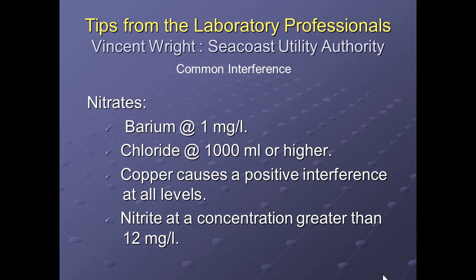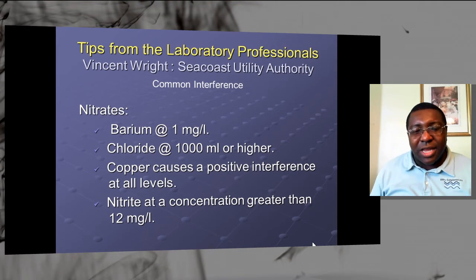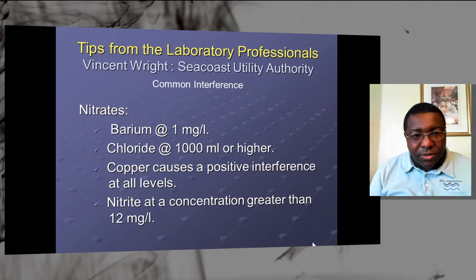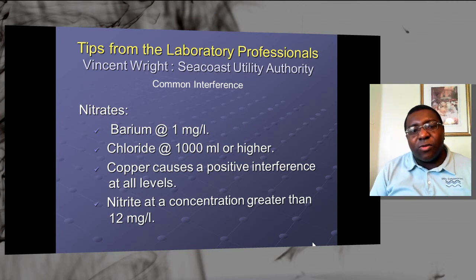Nitrite at a concentration greater than 12 milligrams per liter is going to affect your nitrate sample. And that's easy to understand because your nitrite is very unstable. It's going to want to either denitrify and give up its nitrogen, and the oxygen is now going to look for a bond, and it's going to bond to another nitrite and make it nitrate, NO2 to NO3, and that's where you're going to get a false reading. So nitrites at a certain concentration will affect your nitrates.